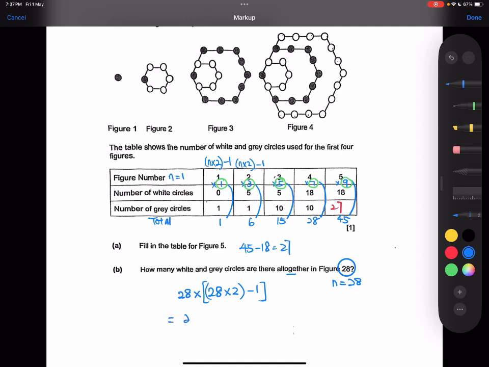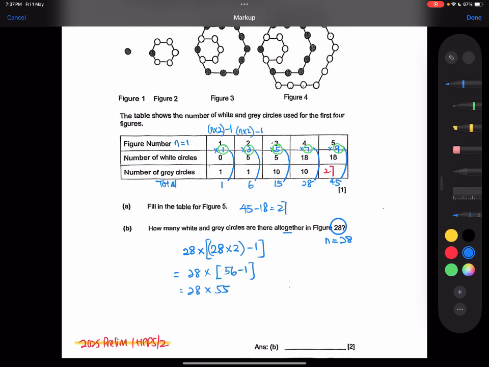Now let's try to find the answer. 28 times 2 is 56, minus 1, so it's 28 times 55. Now let's do our multiplication. 1540. That's our answer, 1540.